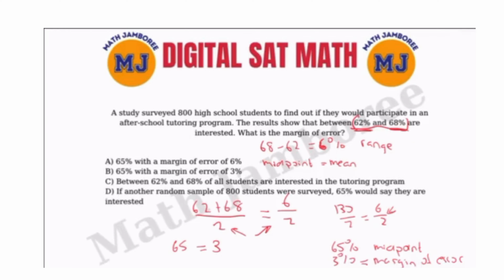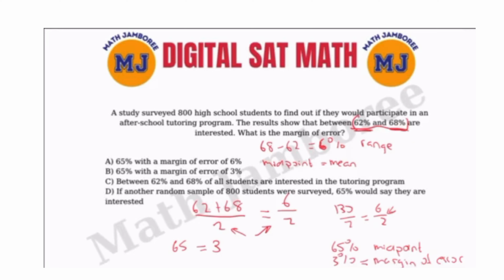65 midpoint means if you add 3, you will get 68, and if you take away 3, you will get 62. And if that's the case, your margin of error is correct. Since we have the correct numbers here, we're gonna go straight to the choices.